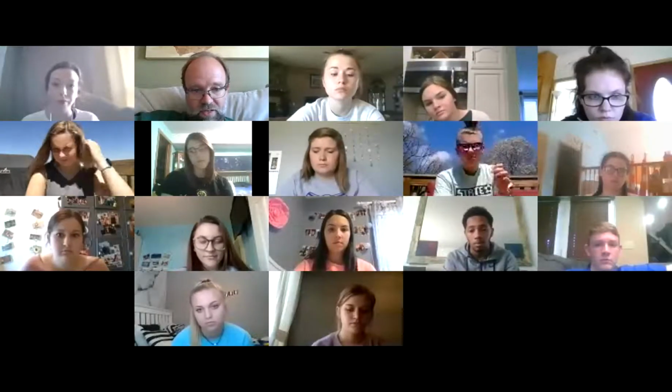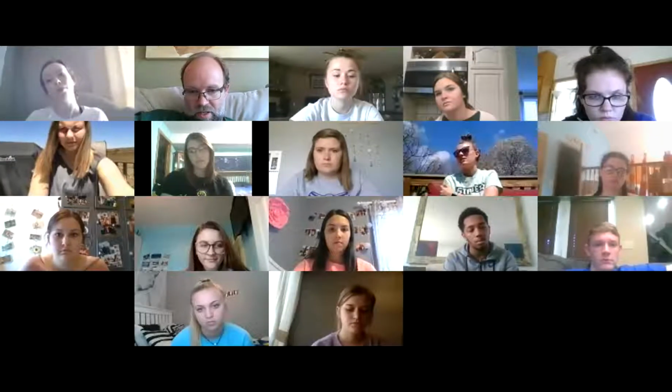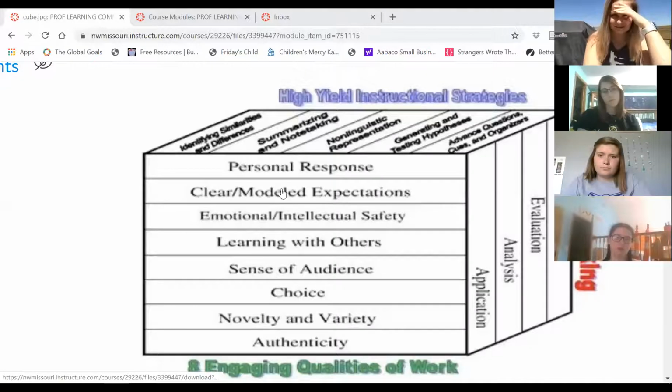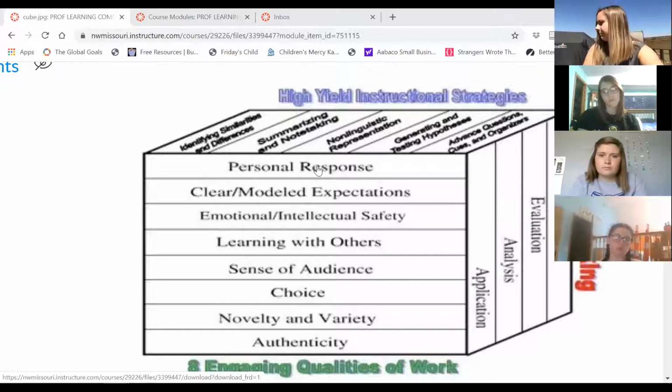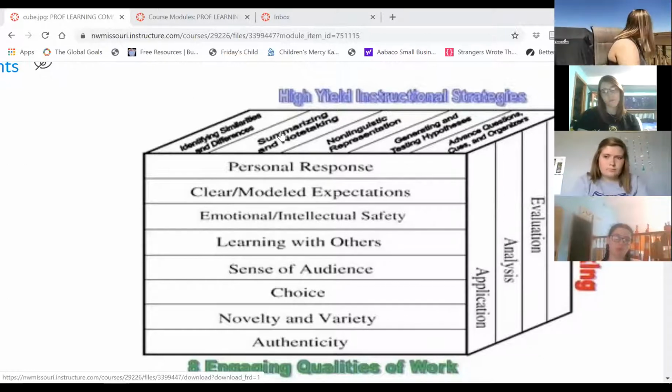So again, if we go back to the cube, I've really tried to pull things off of each of these sides. Again, we've got learning with others, choice, because they can choose which decade they want to go back to and why. There might be some novelty and variety with that. The idea of personal response, because it's their own choice. They're the ones that get to make that decision, but they have to summarize the information that they've used to make that happen.